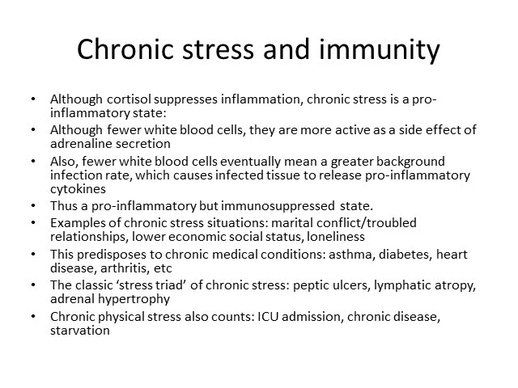And with long enough stress and severe enough stress, you enter the classic stress triad, which is where you get peptic ulcers, you have atrophy of your lymphatic tissue because of your immunosuppression, and you have adrenal hypertrophy because it's constantly pumping out adrenaline and cortisol, so that adrenal tissue starts swelling up.